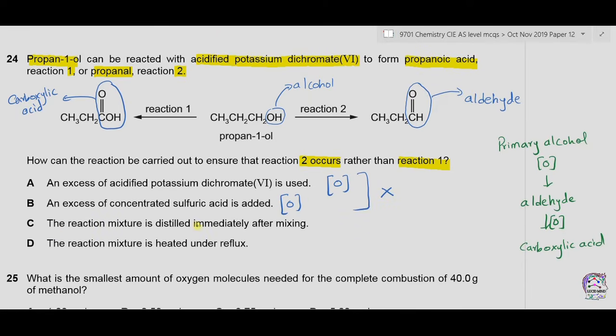C. The reaction mixture is distilled immediately after mixing. So what will happen is that as soon as the aldehyde is formed, the mixture will be distilled immediately and the aldehyde will be separated out. So further oxidation won't take place, so this is the possible option. D. The reaction mixture is heated under reflux. As we know, under reflux full oxidation takes place, so the alcohol will oxidize to aldehyde and the aldehyde will further oxidize to carboxylic acid. So this is also incorrect. Therefore, the only correct option is C.